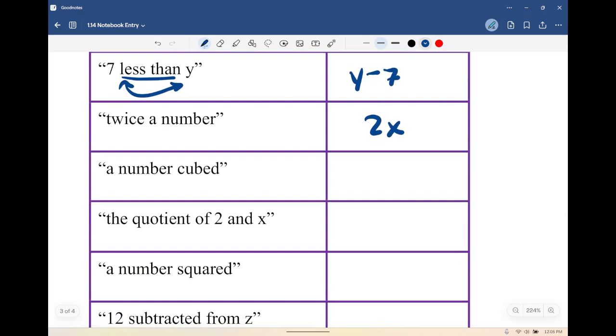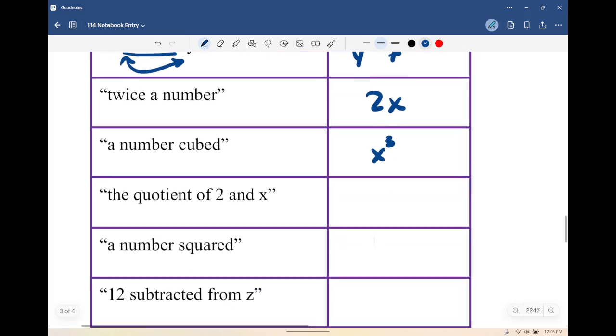A number cubed. X. Careful. Yes, I know what you're talking about. I want you to say it in a better manner. Yes, x to the power of 3, or x to the 3rd power, or obviously moving forward, x cubed. All right, let's bring it back, please. The quotient of 2 and x. Raise your hand. Quotient of 2 and x. That's here. 2 divided by x, either as a fraction or 2 divided by x. Either one.